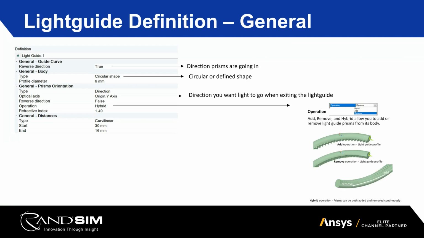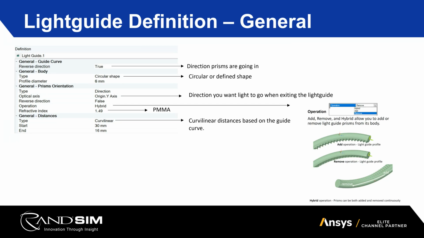Then here we have a couple options for the operation. We can have hybrid, add, or remove as our options. Add is you're adding material to the bottom of the guide. Remove is you're removing material from the bottom of the guide. Or hybrid, it kind of just decides for you depending on the other inputs that you put into the definition panel. So that's describing that there. Refractive index, again, I'm using PMMA, so I'm going to keep it at 1.49.